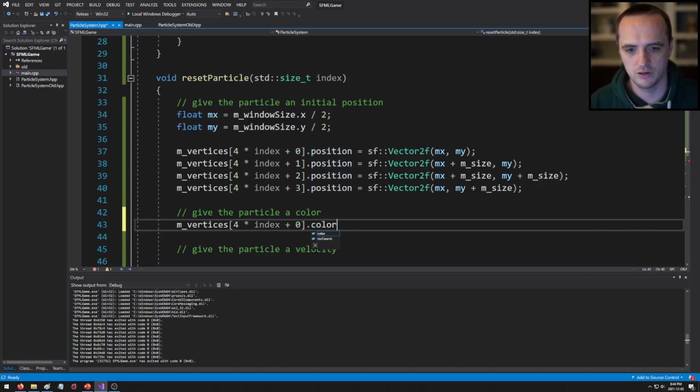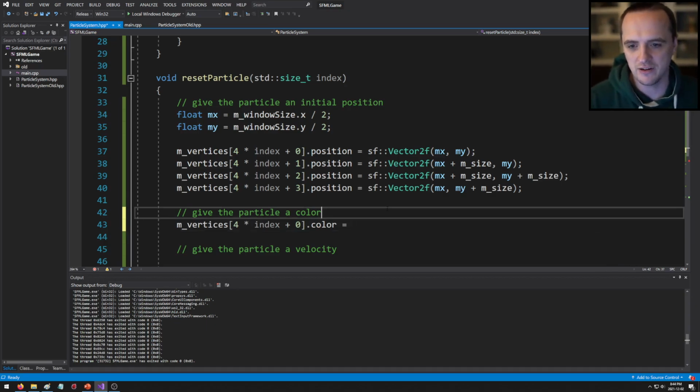So color equals, and now we have to give it a color. I'm not going to be doing any gradients or anything. I want to give each of these vertices the same color, but I want that color to be randomized. What I had last time was a random color between white and purple.